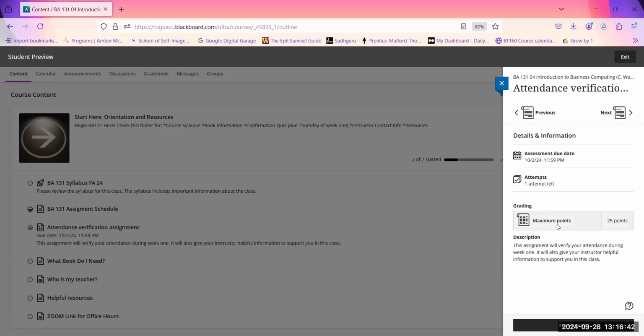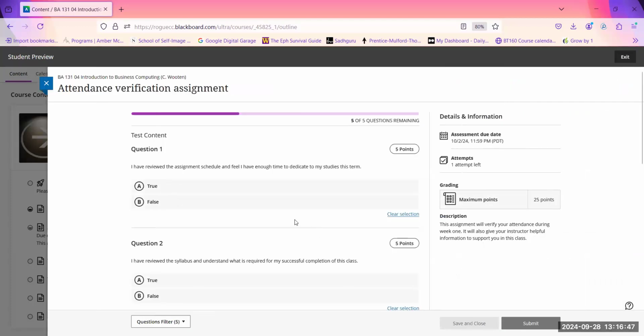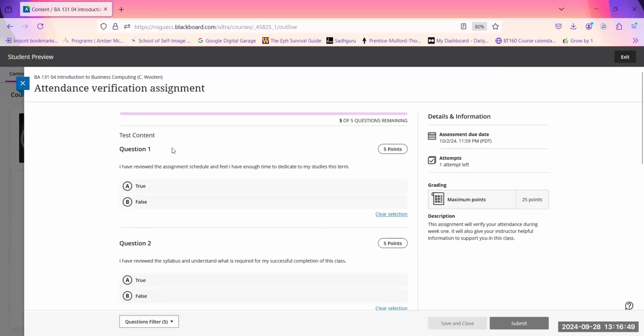So I'm going to literally show you right now what's in this attendance verification. So I'm going to click Start Attempt, and then my questions come up. And here's what you need to know in order to be successful and earn the points for this super easy attendance verification. First, you need to have reviewed the assignment schedule and make sure that you have enough time to dedicate to your studies. Second, I ask you, hey, have you reviewed the syllabus, and do you have any questions? Do you feel like you are going to be successful in this term?